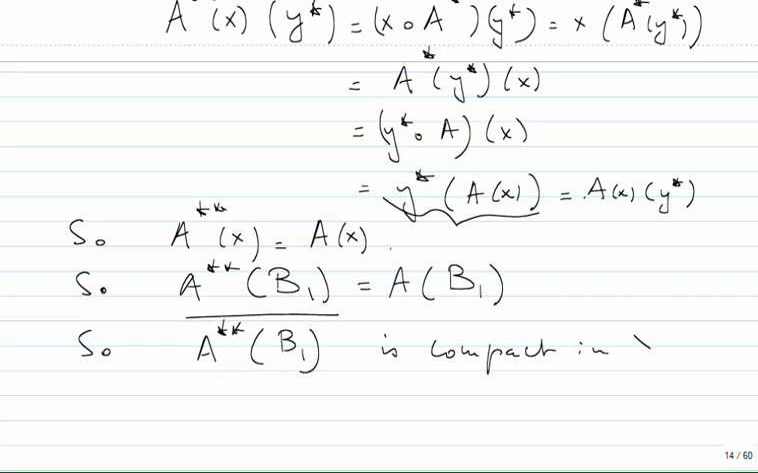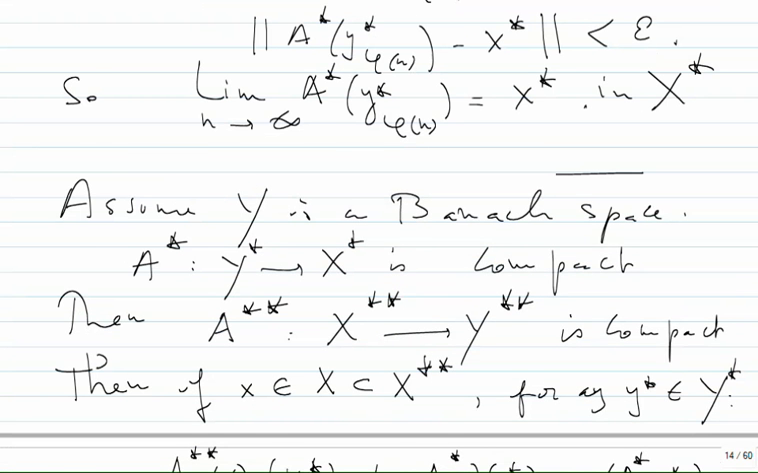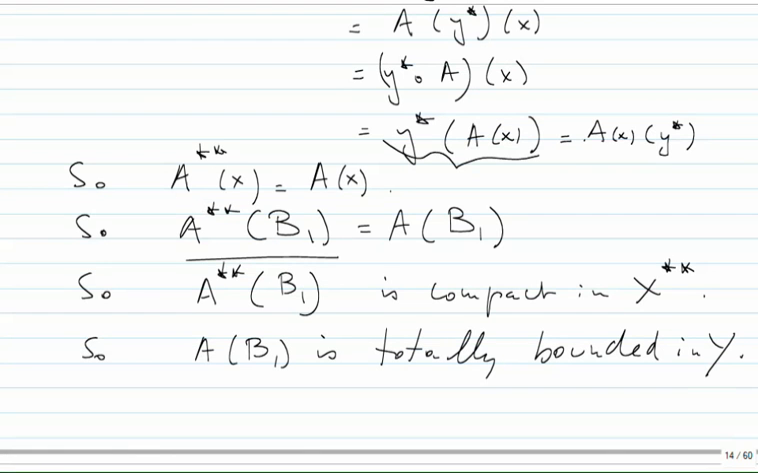In X double star. So A B1 is totally bounded. This is what I wanted to get to. Hold on. A double star, what did we say about A double star? Where does it go? A double star goes to Y double star. Sorry, this is in Y double star, not in X double star. So now it's totally bounded in Y, because A of B1 goes inside Y.